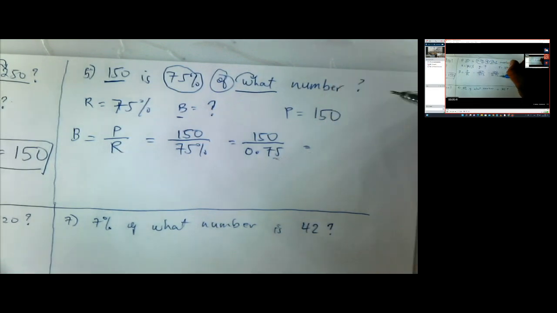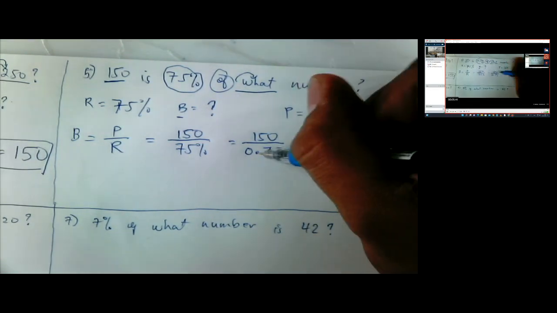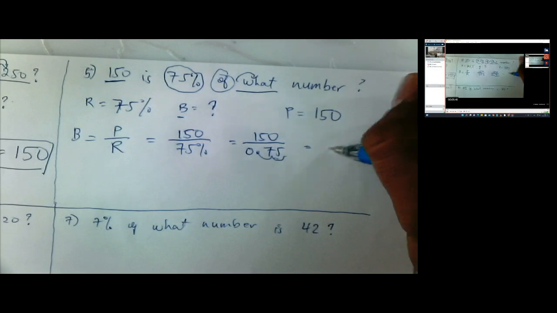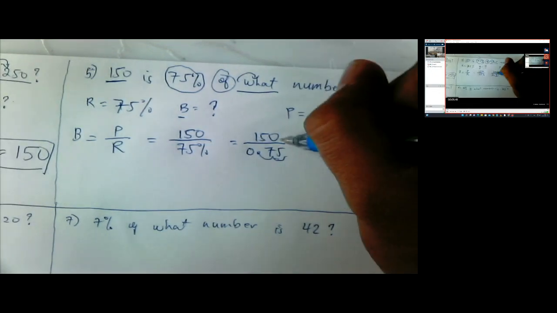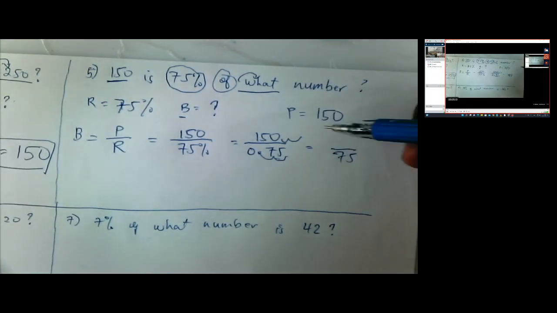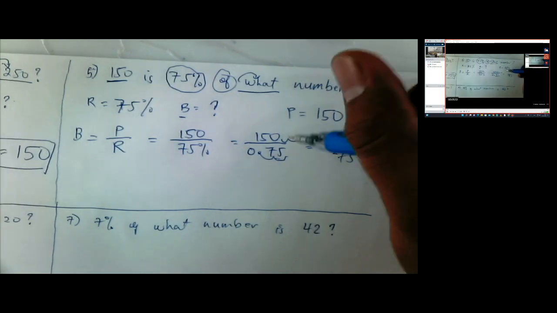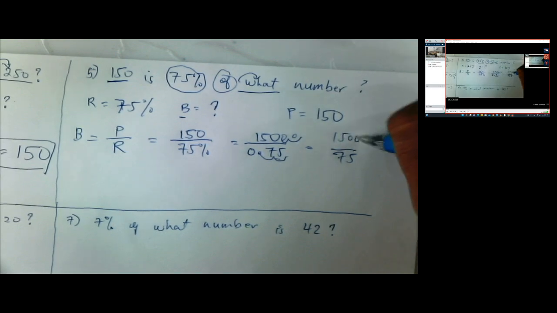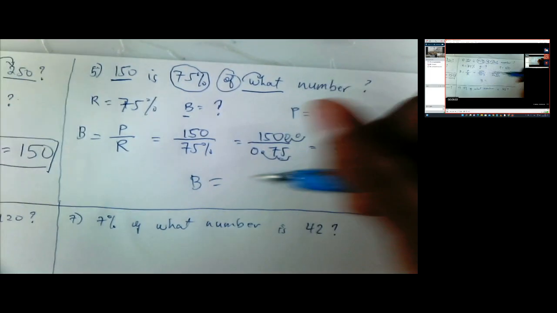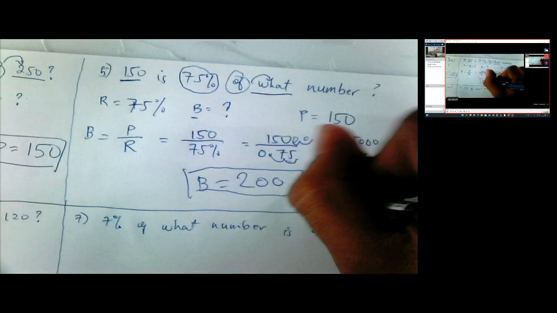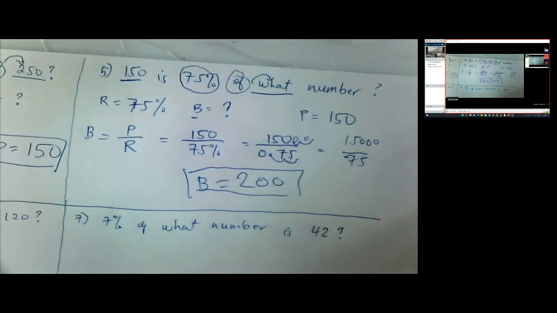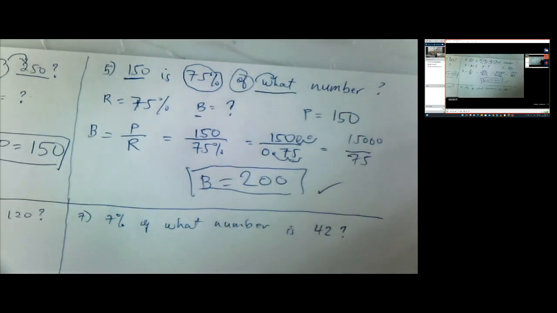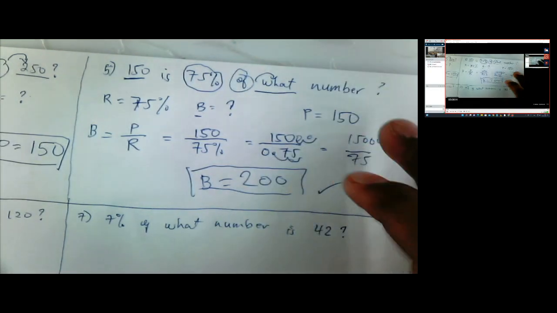Okay? Now, this is in decimal point. So remember, when we're dividing, we're just going to move the decimal point, right? To make this 75. And so we're going to move the 2 decimal points as well of the given numerator. And we're going to add 0 each. So this will be 15,000 divided by 75, which is equal to 200. So your base is equal to 200. Okay? One check for this one. Next, for number 6.